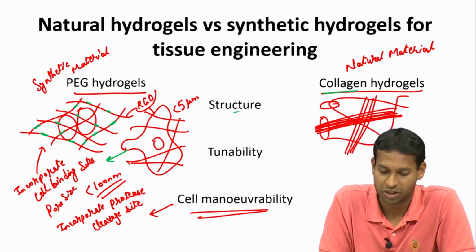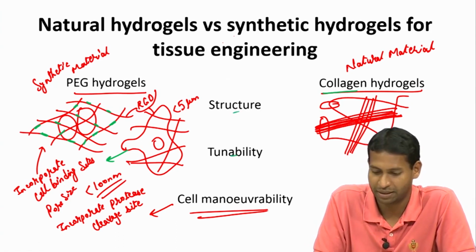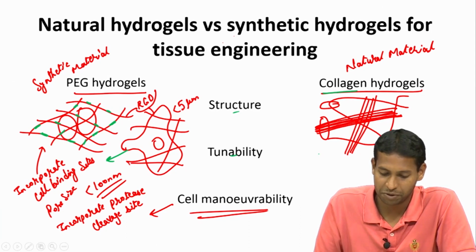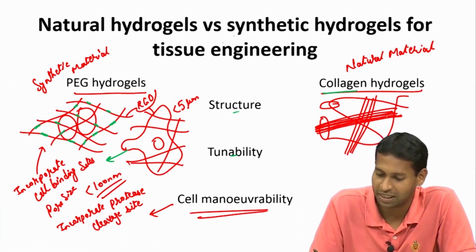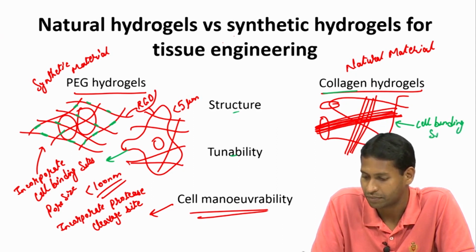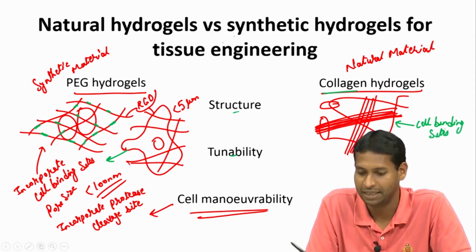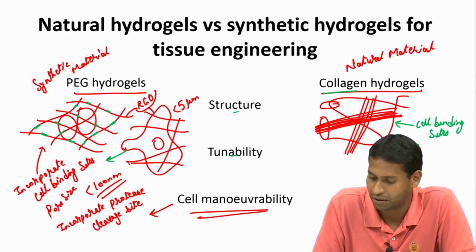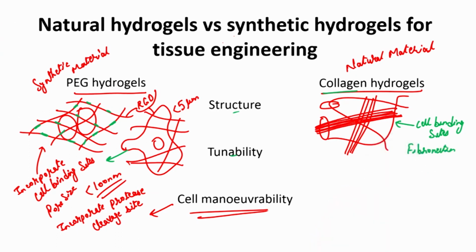We already talked about the structure and the tunability. Structure is described here; for tunability you get a better response from synthetic hydrogels, but when it comes to cell maneuverability, most ECM proteins have cell binding sites themselves. This could be collagen, as is written here, or fibronectin, or laminin, or something else. All of these have cell binding sites, so these will bind to the cell, and that is not required separately. What about the movement of the cell?